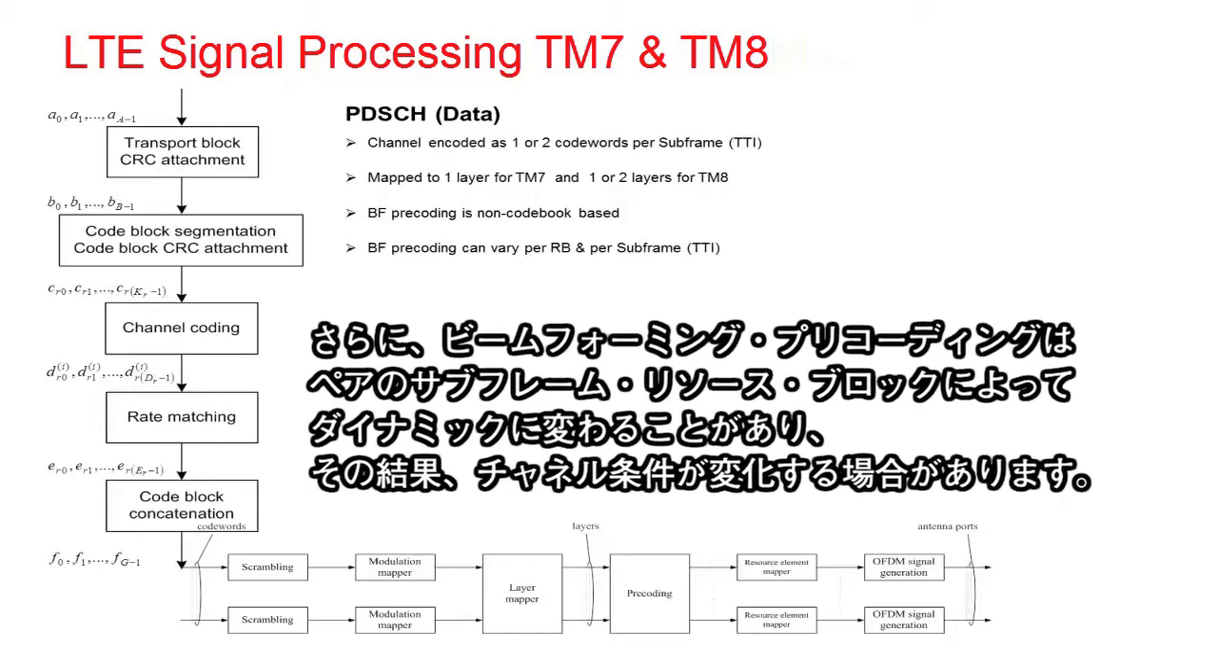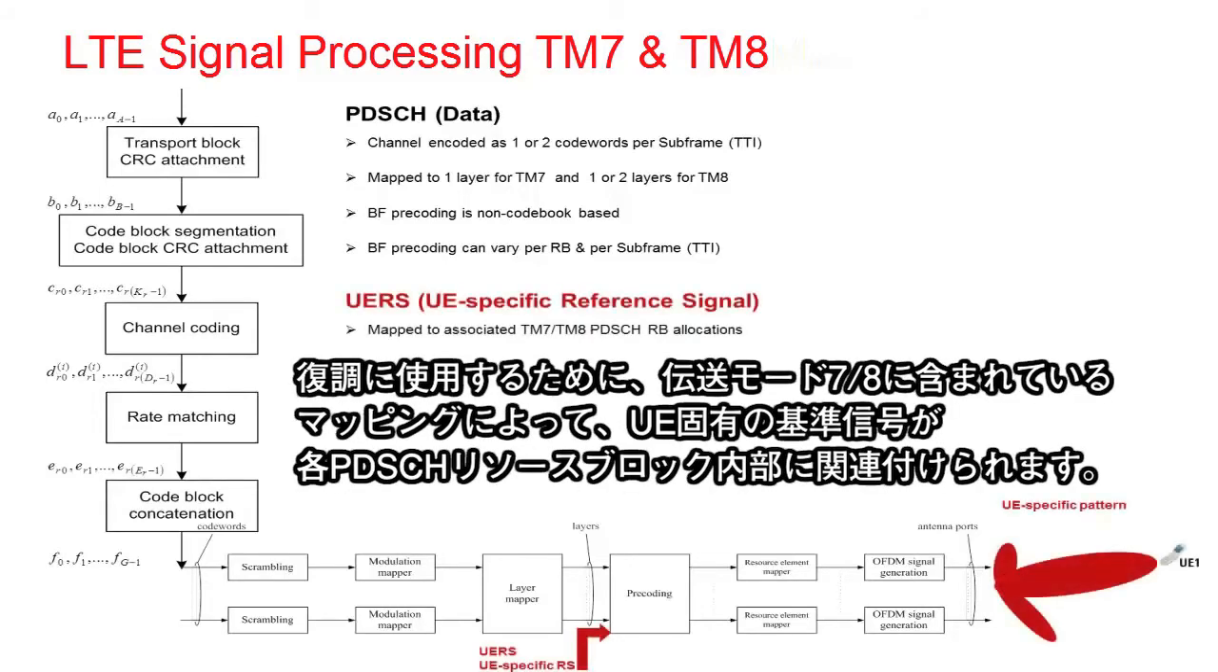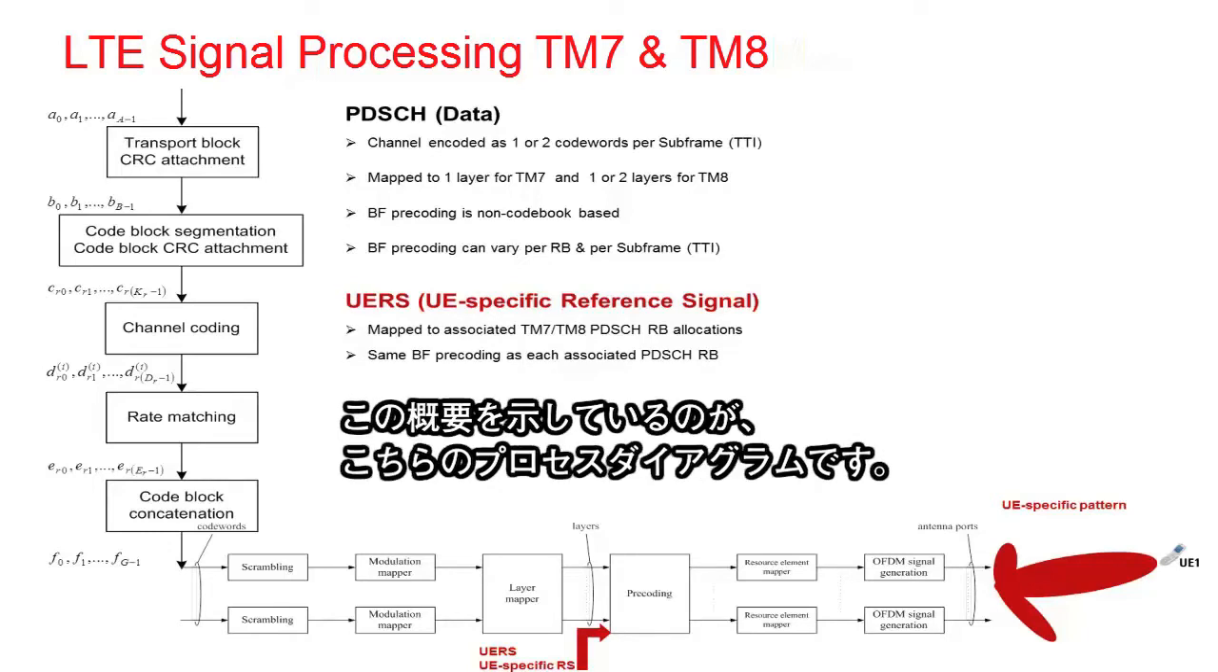Also note that beamforming precoding can be dynamic and vary on a per subframe and resource block basis to adapt to changing channel conditions. For demodulation purposes, transmission modes 7 and 8 include the mapping of UE-specific reference signal within each PDSCH resource block. It is important to note that the UE reference signals undergo the same beamforming precoding as per the associated PDSCH data. This concept is illustrated on the processing diagram.